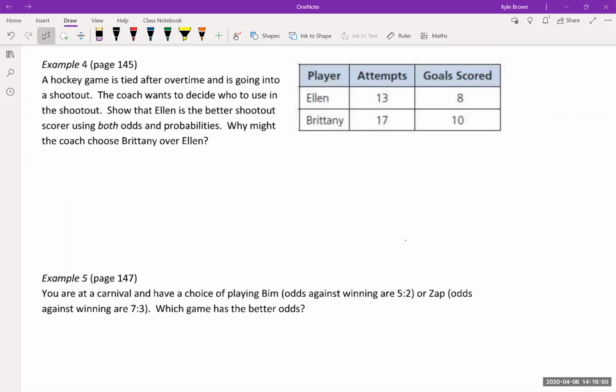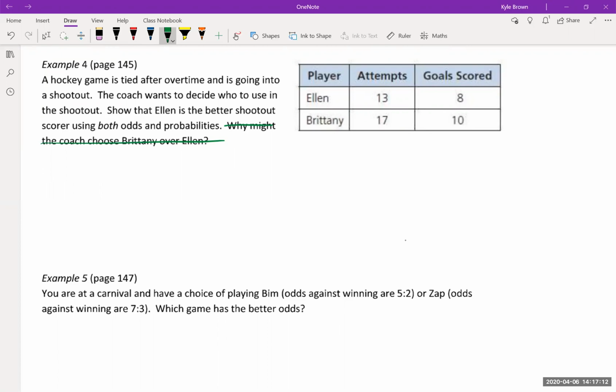All right. Hockey game is tied after overtime and is going into a shootout. The coach wants to decide who to use in the shootout. Show that Ellen is the better shootout scorer using both odds and probabilities. Why might the coach choose Brittany over Ellen? I'm not sure why they ever would.